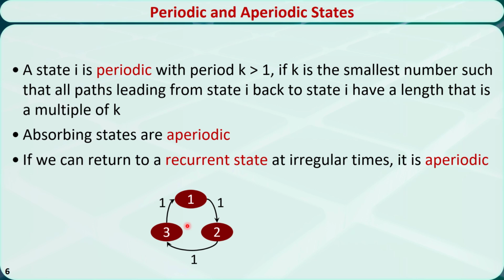In this example, we have 3 states. They are all recurrent states. There is no absorbing state. All states are periodic with a period of 3. For example, starting from state 1, we need 3, 6, or 9 steps to come back to state 1. The multiple is 3.